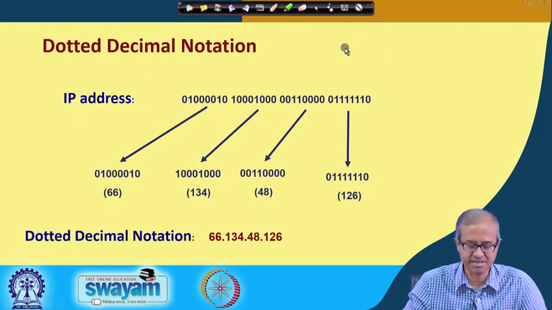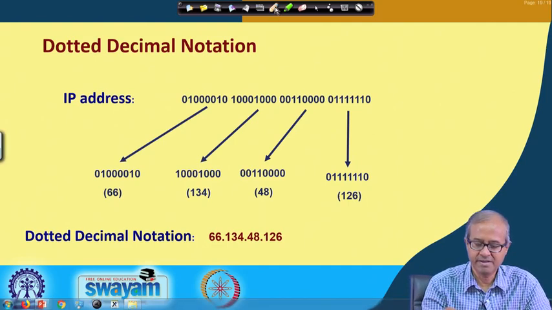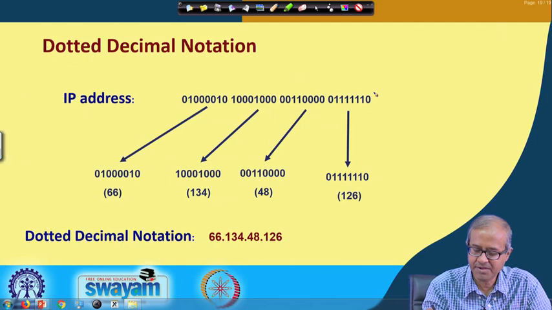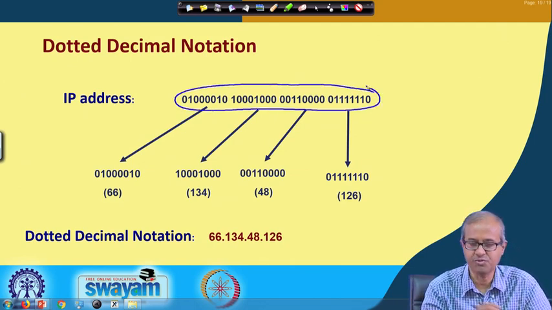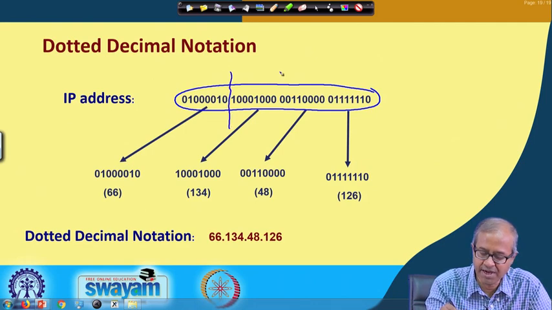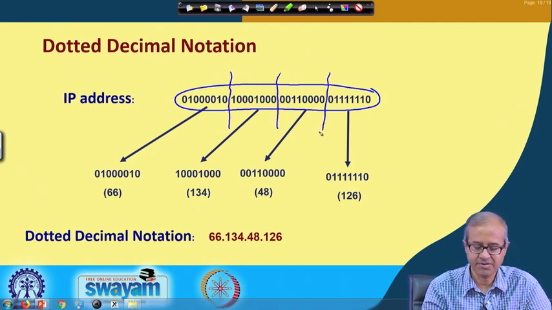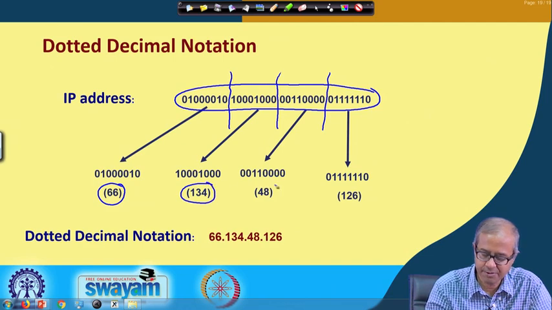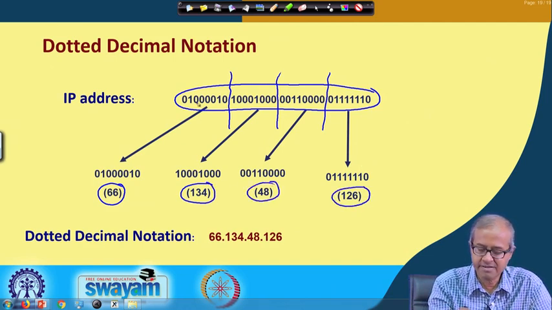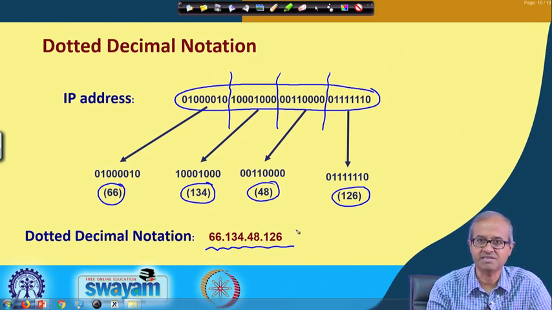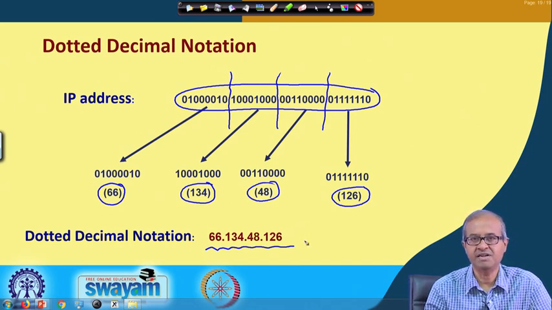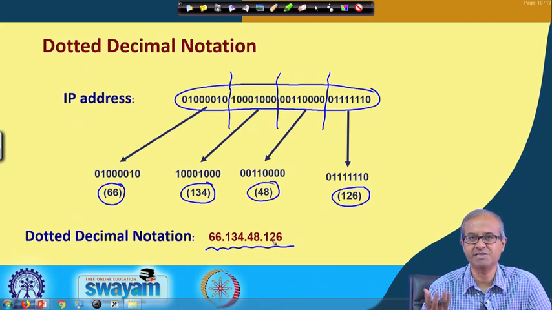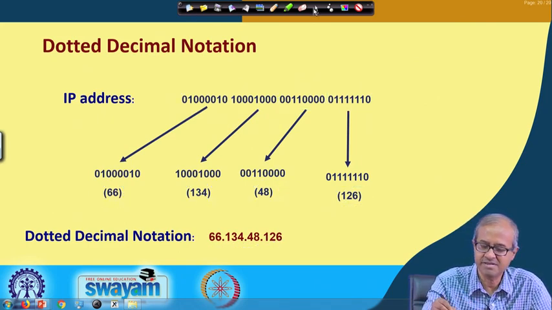Now, for the dotted decimal notation, let us take an example. Suppose here we have a 32-bit IP address. You see there are 32 bits. This we have divided into 4 8-bit chunks, octets, and each of these 8-bit chunks you are expressing in equivalent decimal. And this 32-bit number we are expressing in a concise form like this: 66.134.48.126. This is the so-called dotted decimal notation, which is much easier to write, express and also remember. This is the basic idea.